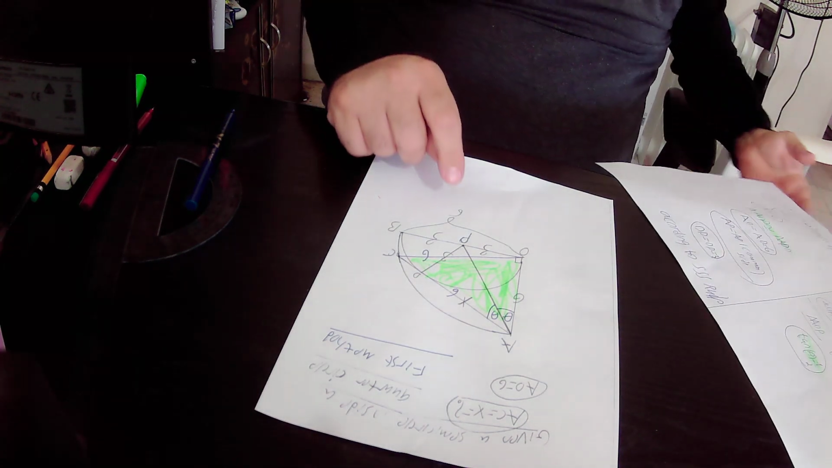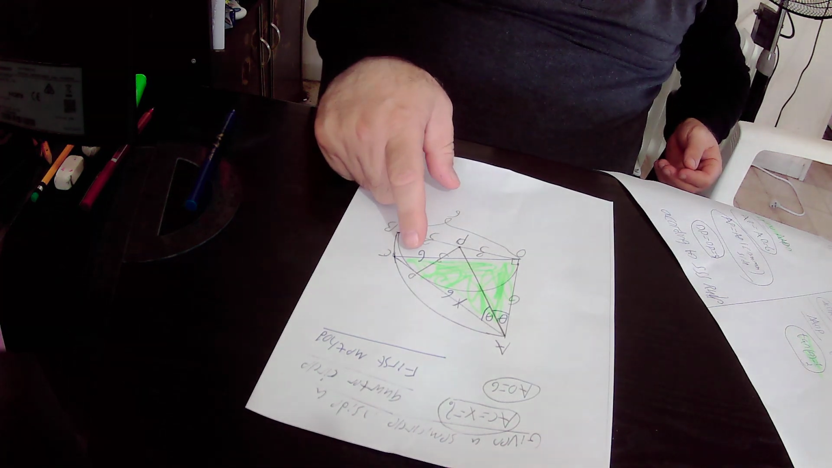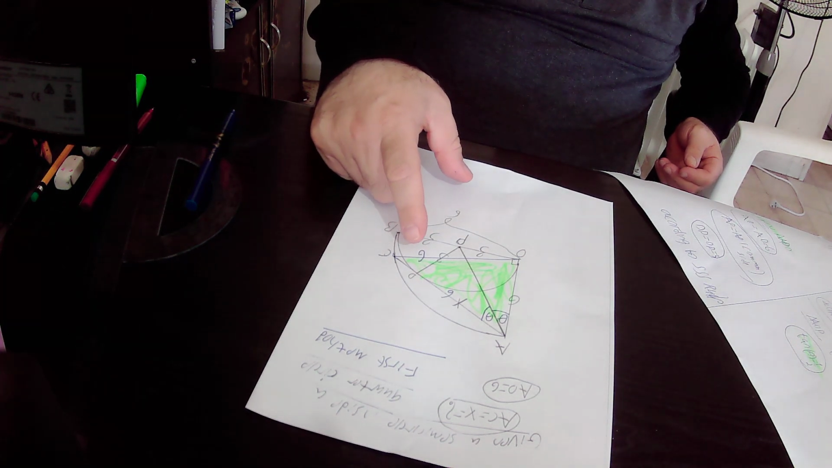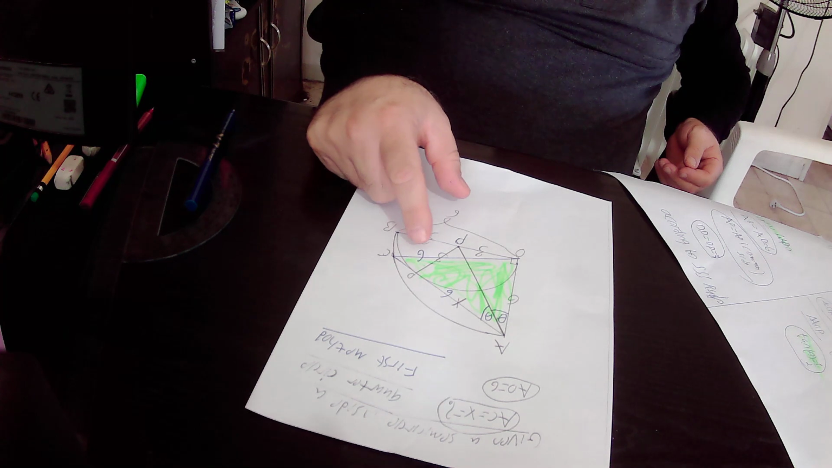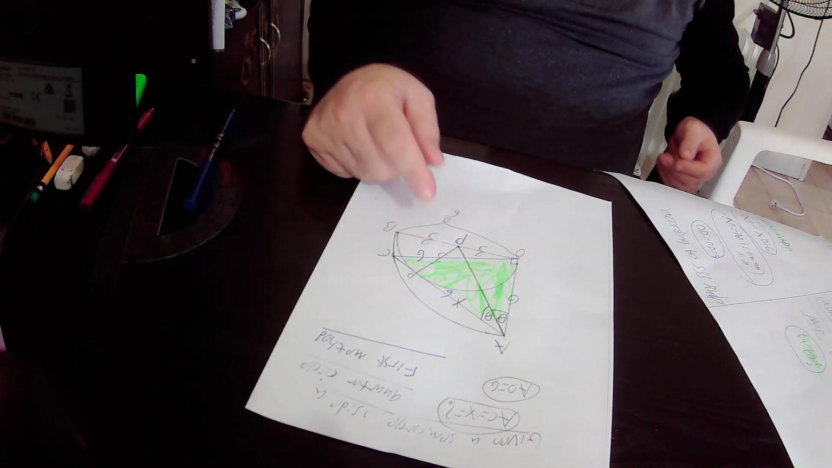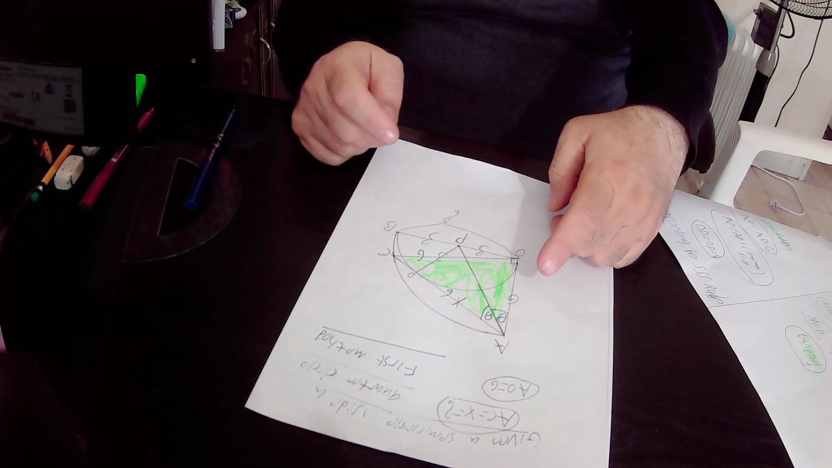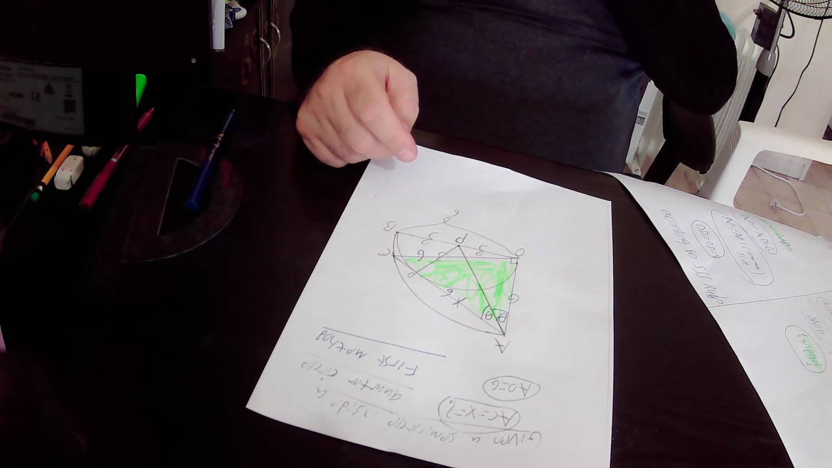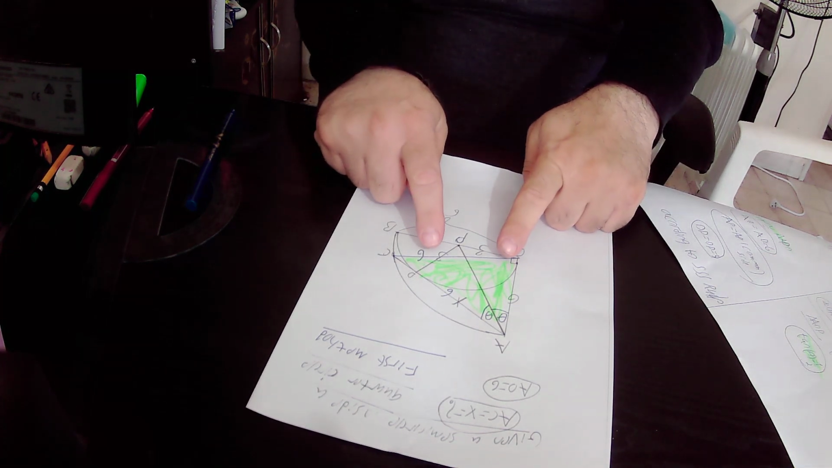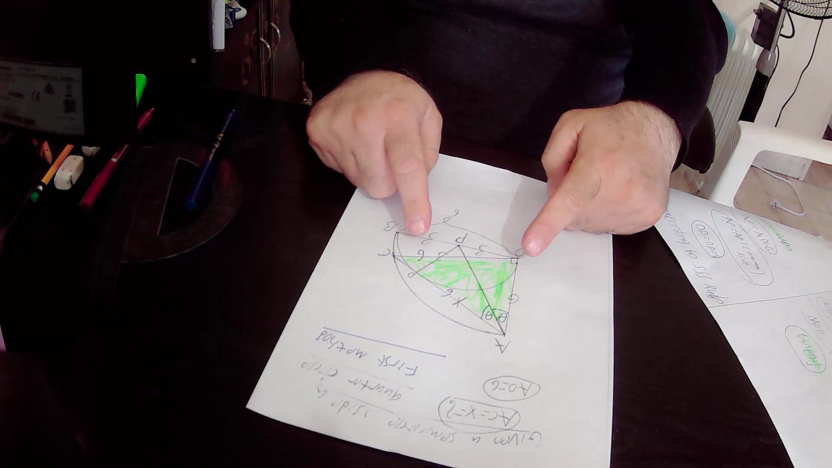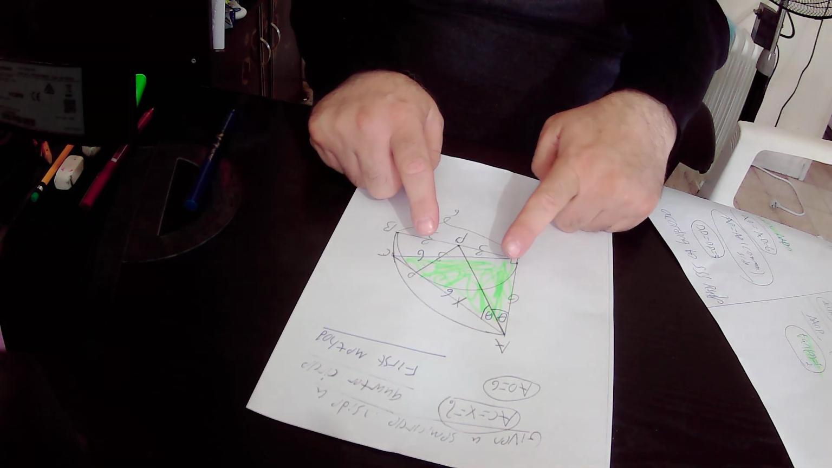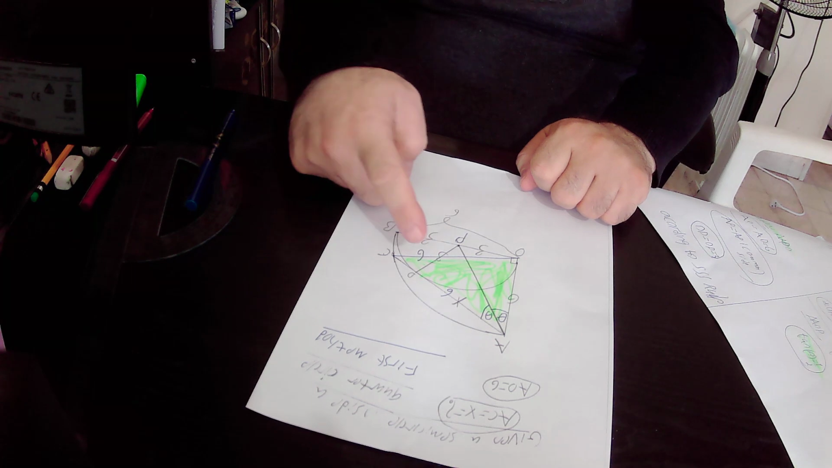We join points P and D together by a straight line. PD is the radius of the semicircle. We join points A and P together by a straight line. And here we have triangle AOP, this triangle, and triangle APD.